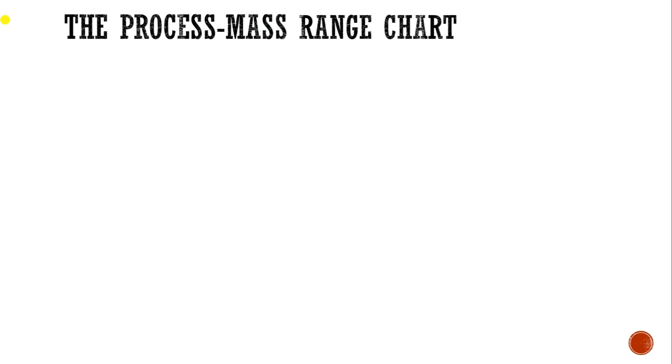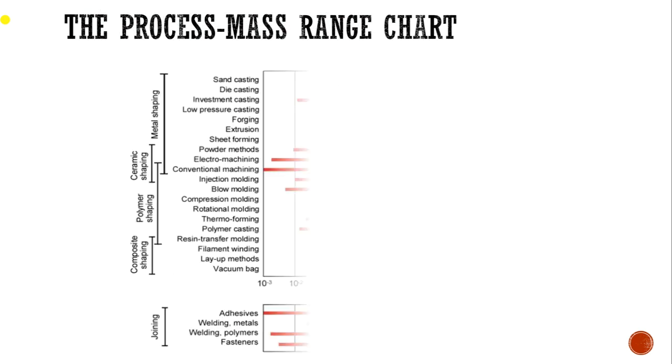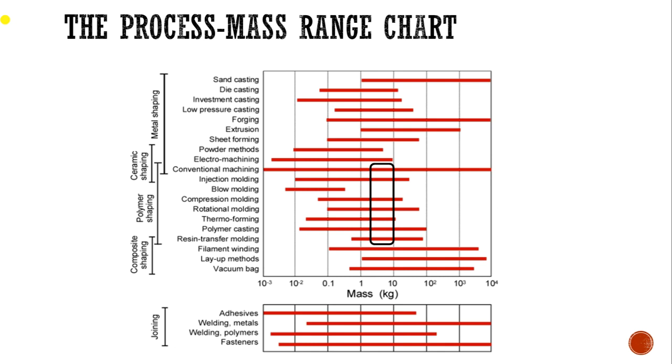The third chart will be the process mass range chart. As we can see, the mass required for the car bumper is 4 to 10 kg. The suitable processes that can be used to manufacture the car bumper will be conventional machining, injection molding, compression molding, rotational molding, thermoforming, polymer casting, and resin transfer molding.